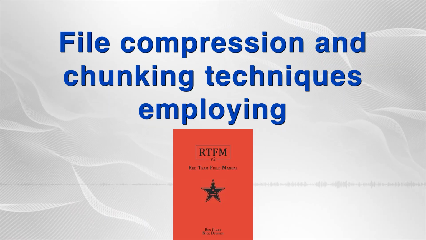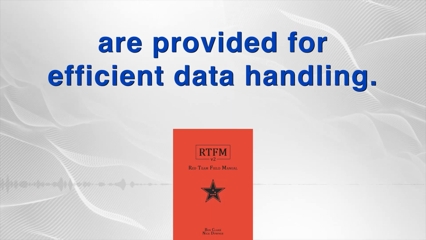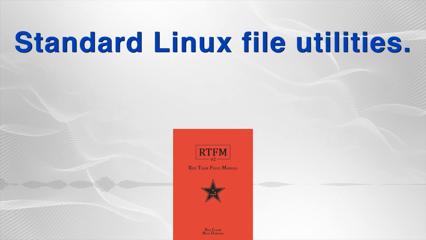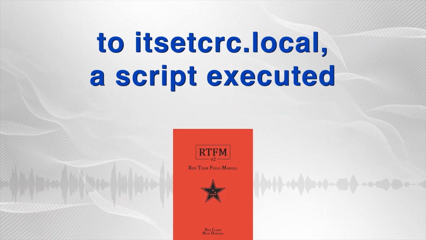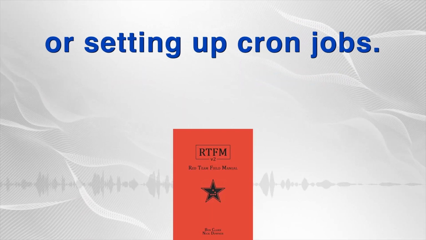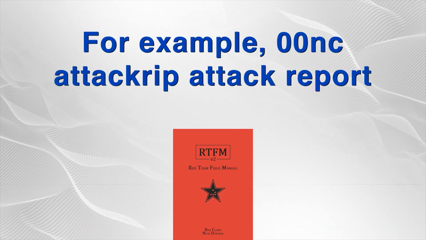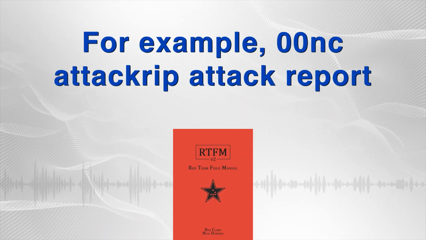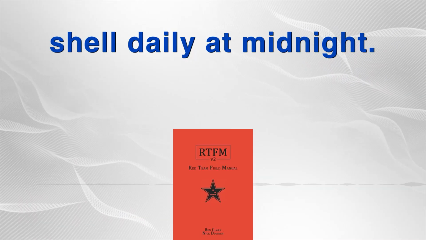File compression and chunking techniques, employing tools like tar, gzip, and zip, are provided for efficient data handling. Standard Linux file utilities. For persistence, methods include appending commands to /etc/rc.local, a script executed at system startup, creating Linux services, or setting up cron jobs. Cron jobs are a common persistence method. For example, a crontab entry running nc with the attacker's IP and port to establish a netcat reverse shell daily at midnight.